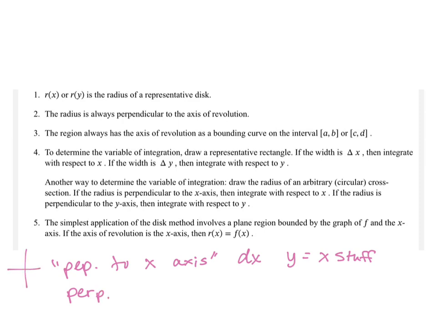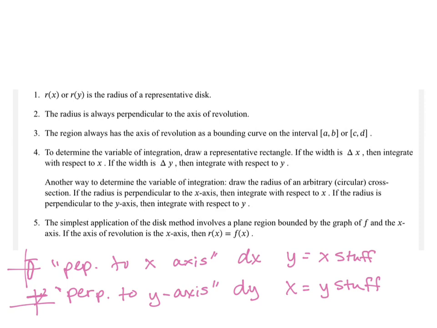So here's what it says up here. Another way to determine the variable of integration is to draw the radius of an arbitrary circular cross-section. So let's say I have this function and it's operating perpendicular to the x-axis. Then I want my stuff in dx. Versus if I'm revolving my solid, let's say this is my function, and I'm perpendicular to the y-axis, then I want my information in dy, where I have x equal to my equation in terms of y.